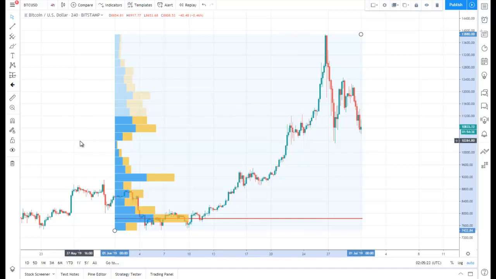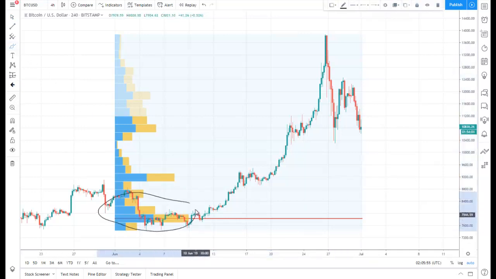The 7804 level is the point of control. The point of control is the exact level where the most volume has been traded, in this case in the last month, because we are looking at the volume profile of the last month. So basically what the volume profile is telling me is that right here at these levels, let me show you by bringing up my brush, right here at these levels is where buyers were found and where buyers started to buy Bitcoin, thus the rally up to the 14,000 level.